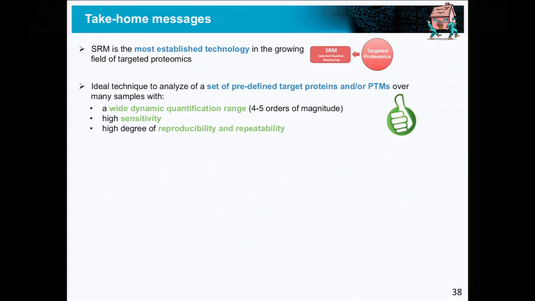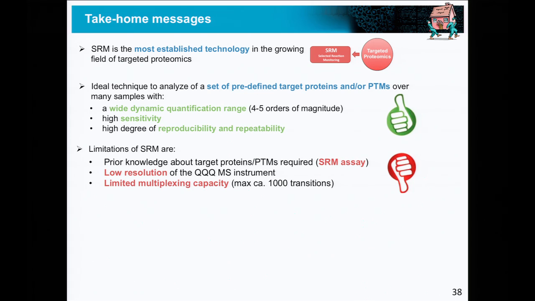However, the limitations that you always need to consider is you need to have an SRM assay in your hand before you can do the measurement. You will have more issues with interferences than when you do, for example, PRM measurements, as you have the low resolution on the triple quadrupole instruments, and you are limited per SRM injection to roughly 1,000 transitions.